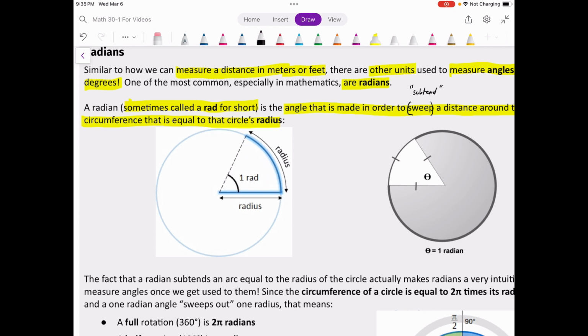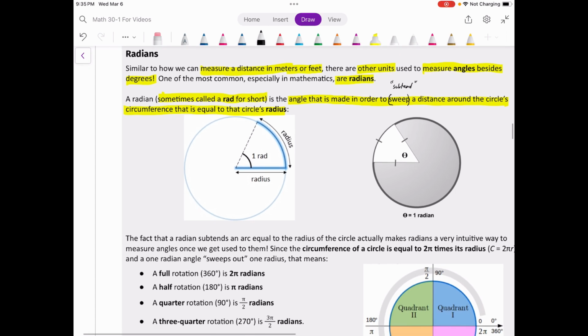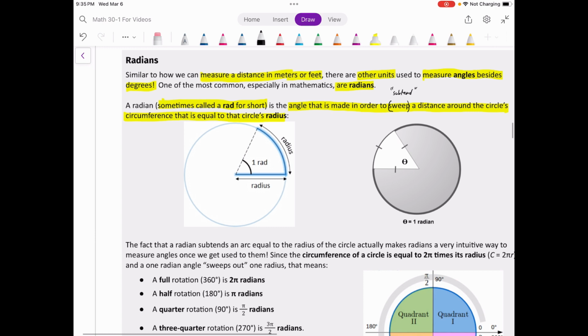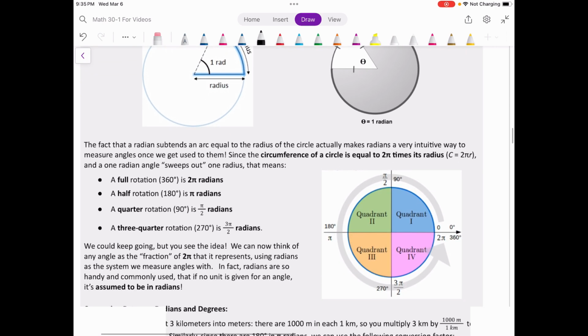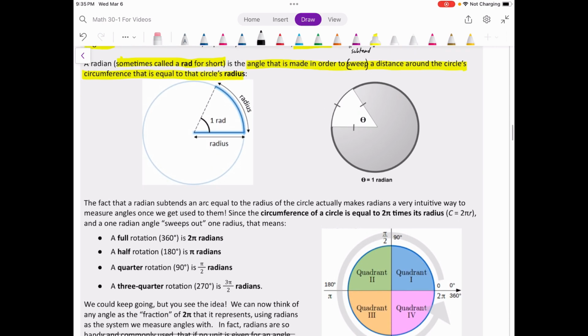It kind of makes sense. Okay, it'll take a little getting used to, I get that, but I'm just trying to convince you that it's nothing to be scared of, it's just another way of measuring angles. We'll see why it's such a nice way in a second here too, right?